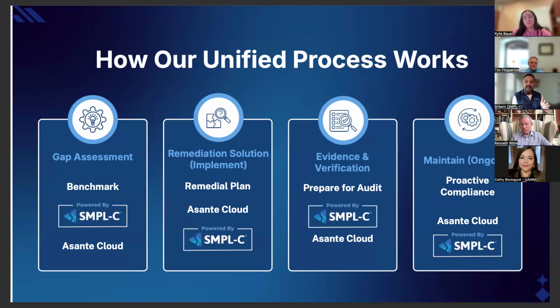So we want to ensure that you're ready, and we give you all the necessary guidance to prepare you for that audit as well. And once that audit is done, how do we continue maintaining that? That's the year-over-year thing that we'll help you with as well.